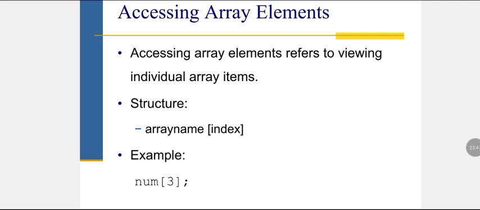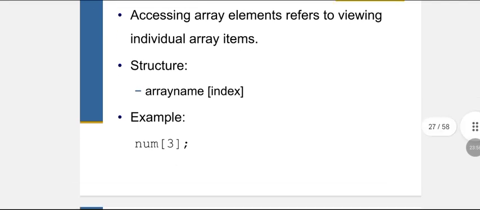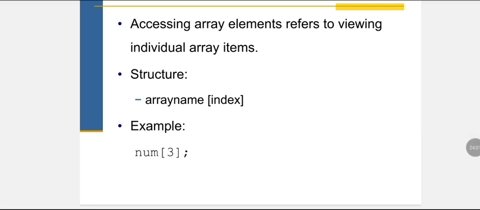And you can see the structure over here. You have the array name, then the subscript operator, and then we put the index inside. As an example, the array name is num. Then inside the subscript operator, we have our index. So we have 3 as our index.